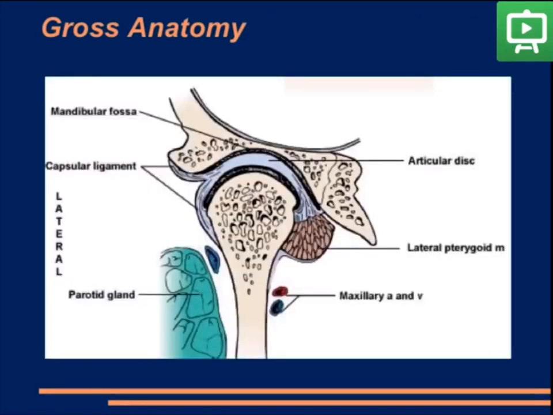So here we go: the mandibular fossa and the head of the condyle are the articular surfaces. The intraarticular disc is attached posteriorly to the capsular ligaments. We noted that the capsular ligaments are very weak to limit the movement or to give any support.